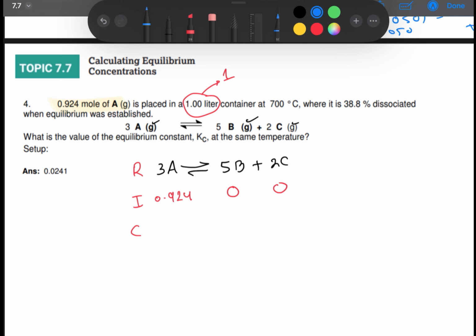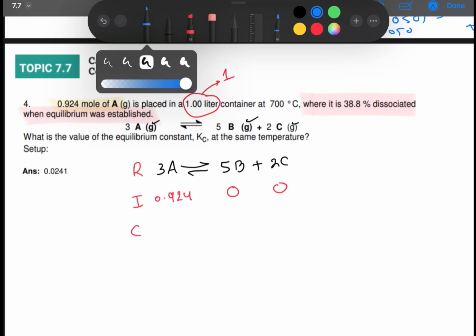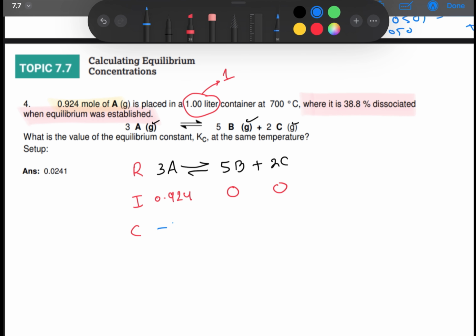And the change, since the question is telling me that we have a dissociation of A, I have to subtract for the change 3x in here, plus 5x in here, plus 2x. Okay, the question is asking me to calculate the value of Kc of this reaction. So if I determine the concentrations at equilibrium, then I can determine the value of Kc easily. So how can I determine the value of x? All right, how can I determine the value of x based on this percentage?